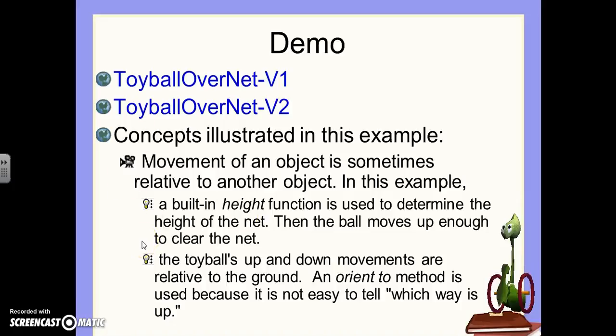Now the concept illustrated in both of these different versions is we saw that the movement of an object is sometimes relative to another object. So in this particular example, we saw that the built-in height function is used to determine the height of the net. Then the ball can move up enough to clear the net. The toy ball's up and down movements are relative to the ground. So an orient to method is used because it is not easy to tell which way is up when you're looking in a three-dimensional world.